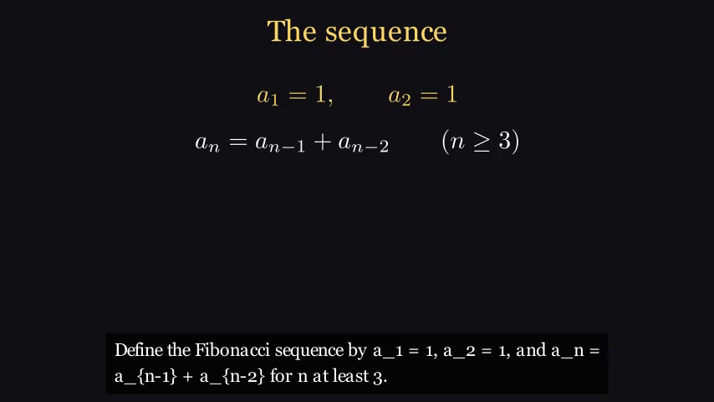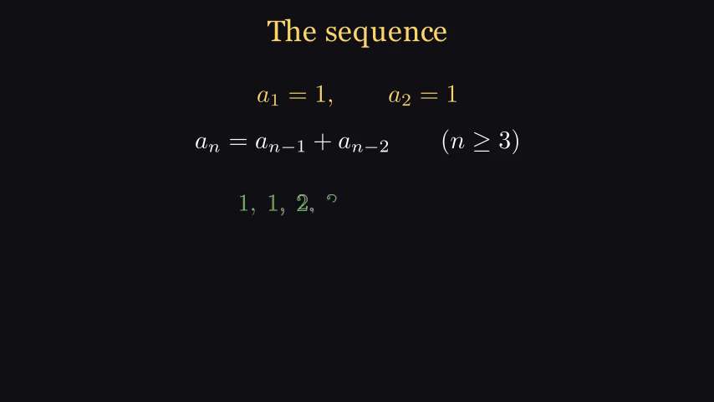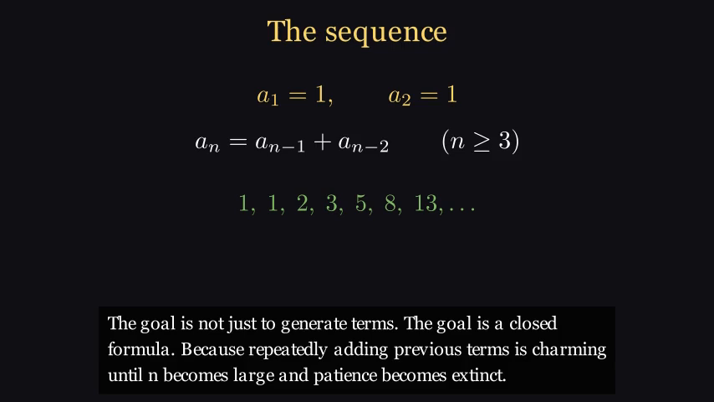Define the Fibonacci sequence by a1 equals 1, a2 equals 1, and an equals an minus 1 plus an minus 2, for n at least 3. The goal is not just to generate terms, the goal is a closed formula. Because repeatedly adding previous terms is charming until n becomes large and patience becomes extinct.